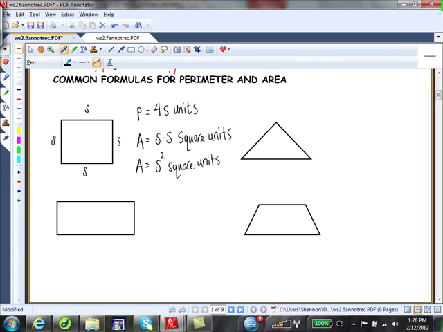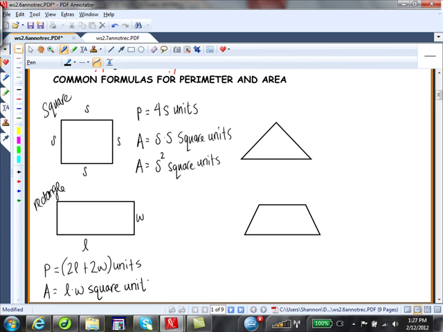Okay, and this of course is a square. This is a rectangle. And remember, we already discussed rectangles at length. If we call this here the width and this the length, the perimeter is equal to 2L plus 2W. Now let's put our units down. I'll put parentheses around it and then say units. And then remember, the area is length times width, and that's in square units.